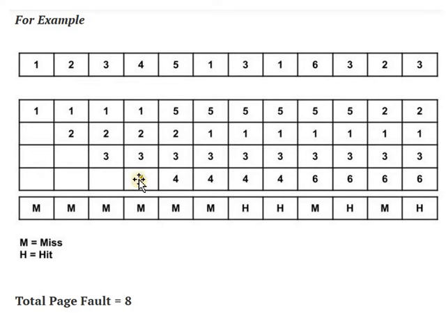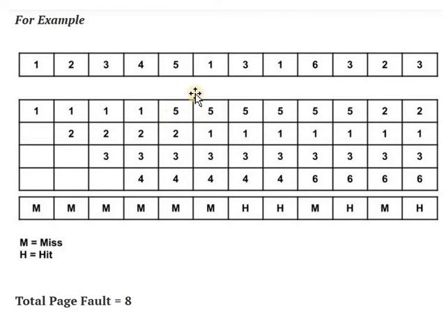Okay. When 5 comes, it is not available in memory. Whenever 5 comes, it will check inside the memory whether there is a 5. No. It is not available in memory. So, here a page fault occurs and it replaces the 2. Why 2? Sorry. It replaces the 1. Why 1? Because 1 is the least recently used page.